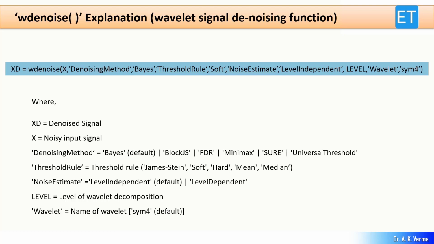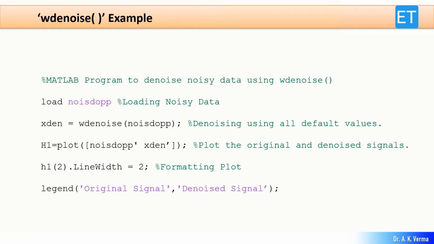You can give other wavelets also. So let's see the MATLAB example. This is the MATLAB code to see the wdenoise function. Here again I have used the MATLAB inbuilt noisy data, which is noisdopp. So I'm loading it and then passing this noisy signal into wdenoise.